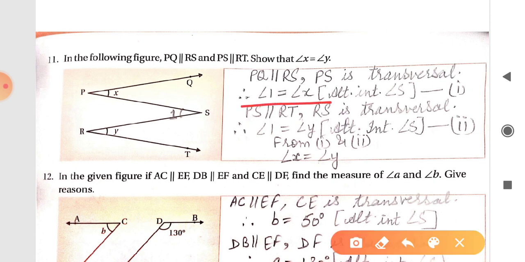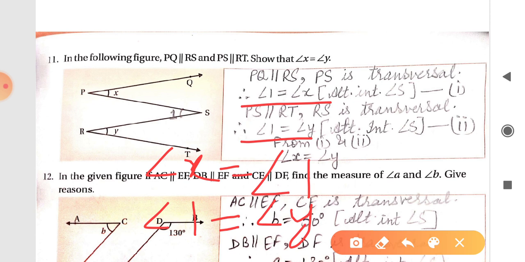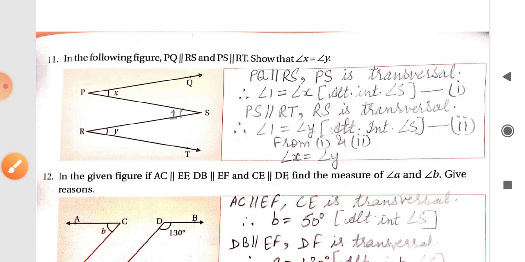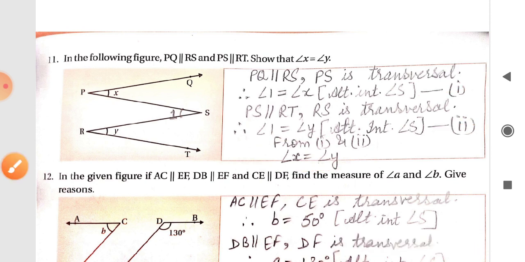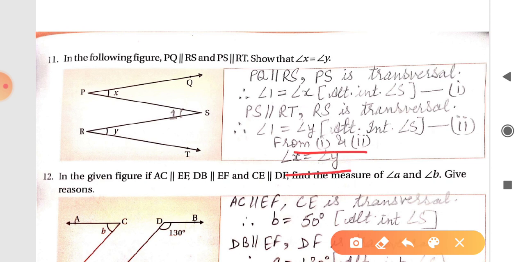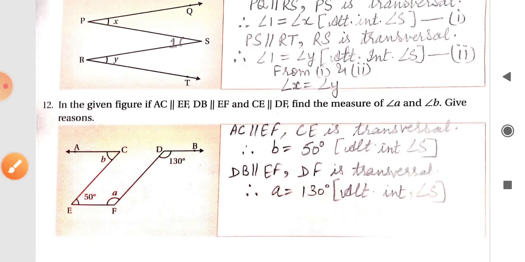The first equation is angle 1 is equal to angle X, and in the second equation angle 1 is equal to angle Y. Angle X is equal to angle 1 and angle 1 is equal to angle Y. So angle X will be equal to angle Y. From the first and second equation we can conclude that angle X is equal to angle Y. So this is proved. Next is the 12th question.